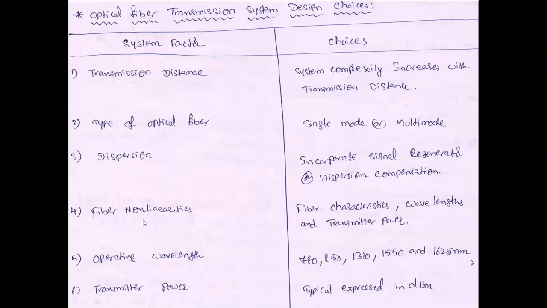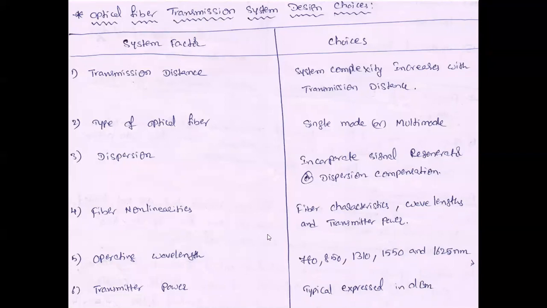Next, fiber non-linearities. Depending upon the input, the output should be linear. If we get non-linearities, we get noise. At that time we first have to check the characteristics of the fiber, whether it is linear or not, and check the wavelength and transmit power. Next, operating wavelength. The operating wavelength differs with the application: 780 nm, 850, 1310, 1550, and 1625 nanometers are available.